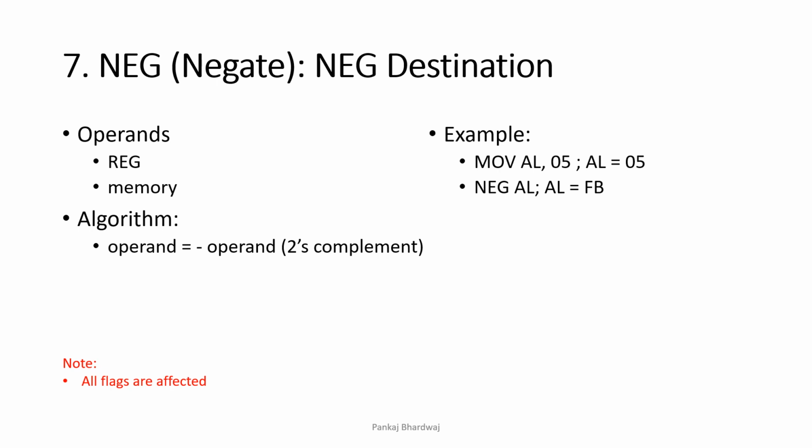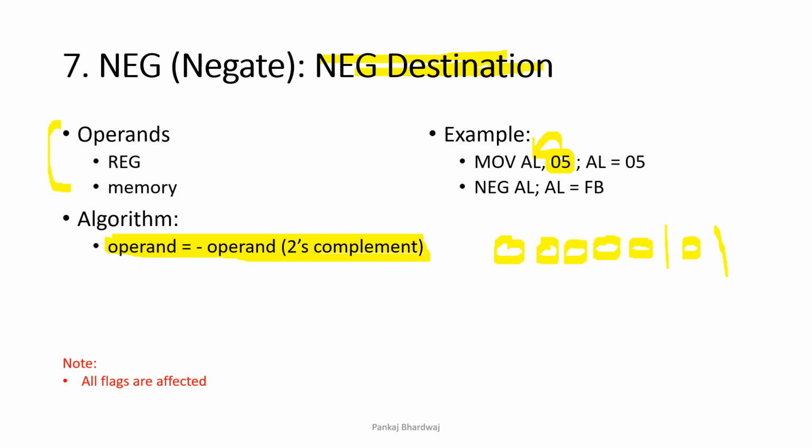Negate is a new operation, but again, negate destination means only one operand is required. The destination will now become the destination's 2's complement. For example, if we want to calculate the negate of the content present in the accumulator, the AL register, for example AL is 5, that means 0000 0101.